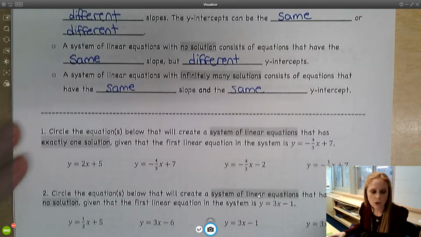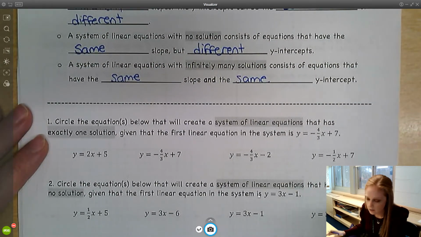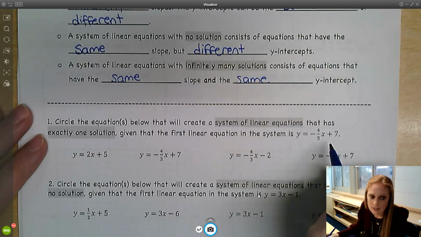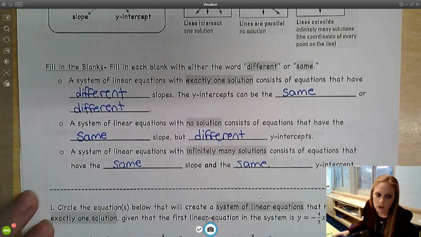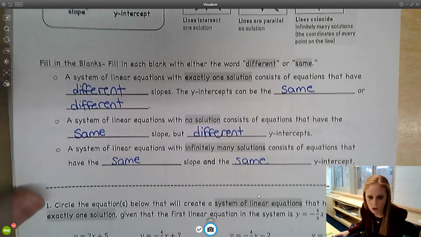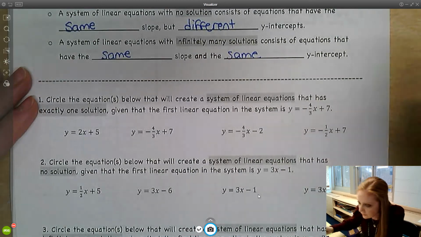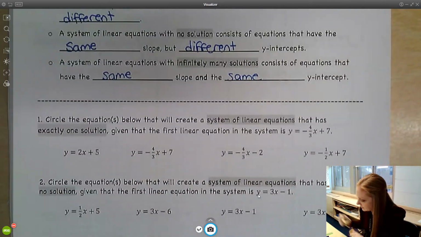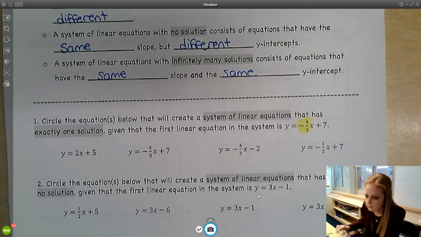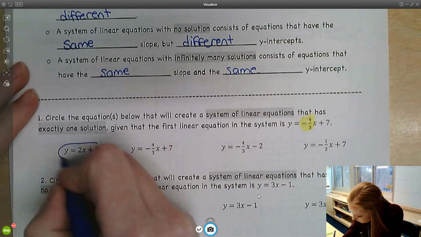Okay, circle the equations below that will create a system of linear equations that has exactly one solution using this as the first equation in our system. So, to have one solution, we said that they have to have different slopes, and we don't care what the y-intercepts are. They could be the same or different. So let's see which one has a different slope than this guy. Our slope is -4/3. So who has a different slope than that? Let's see. This one has a different slope.